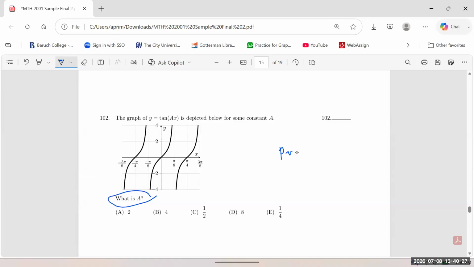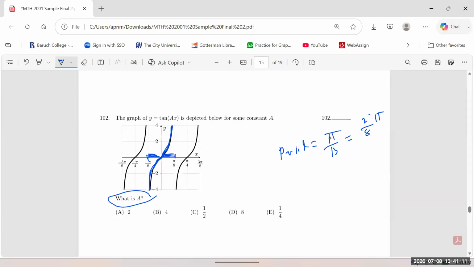Okay, so we need the period. What's the period for normal tangent? Pi over b. And from here to here, how much is our period? We have 1/8 plus 1/8, so we have 2/8 pi. This is 1/8 pi, this is 1/8 pi. This is one cycle of a tangent. So in one cycle, we have 1/8 pi here, 1/8 pi here, so total 2/8. Do you see that? 2/8 pi is one period.